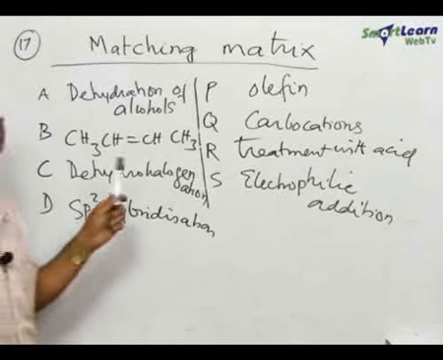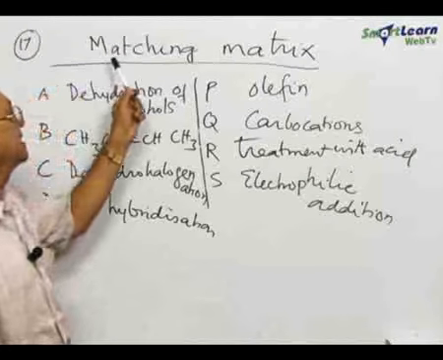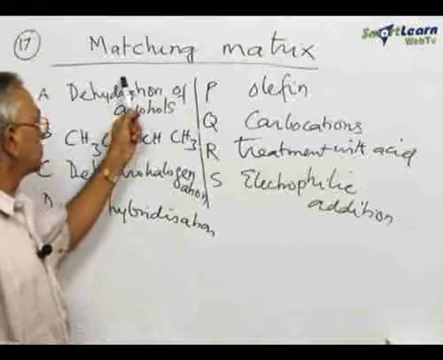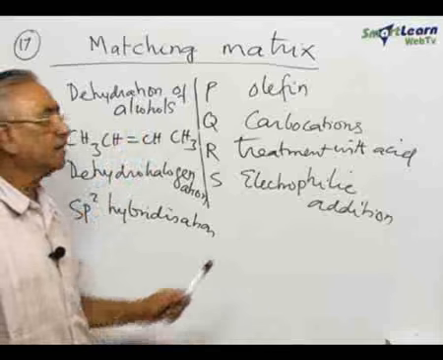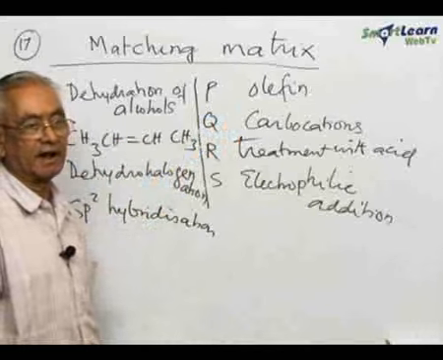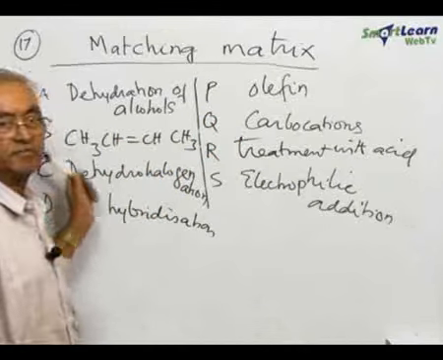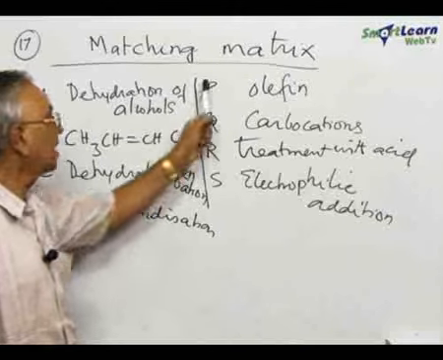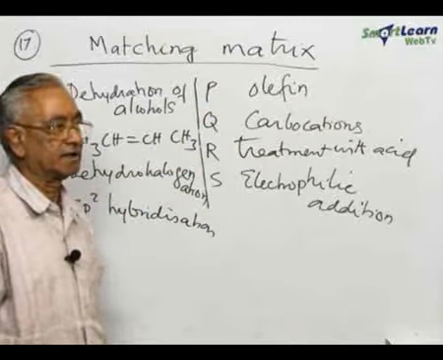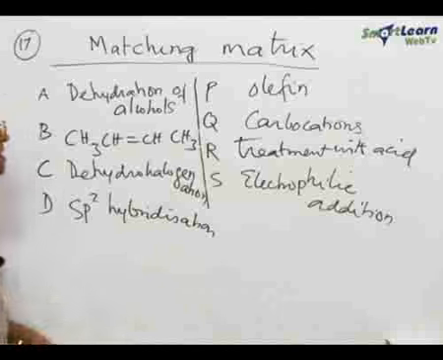Now we will go to the last question in this series, namely the matching matrix. Similarly, 4 items are given on the left to be matched with those on the right. Those things which are on the left are marked as A, B, C, D. On the right, they are marked as P, Q, R, S. We will take up one after the other.